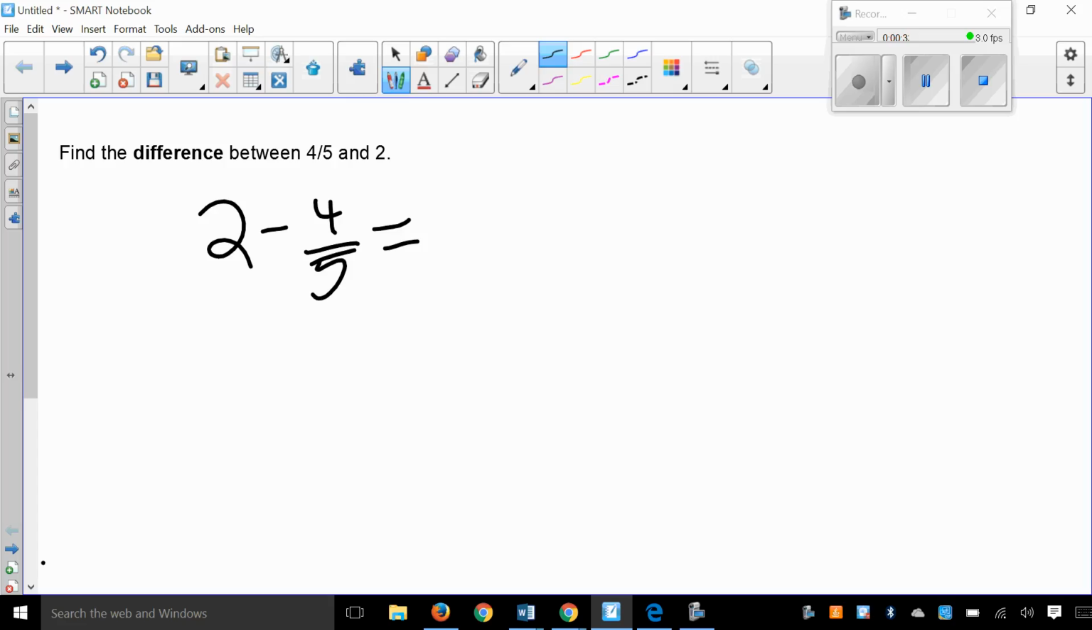And the reason why we're taking 4/5 away from 2 is because whenever we're trying to figure out the difference between two numbers, we're always going to subtract the smaller number from the larger number. So one way I can solve this is by drawing a model.